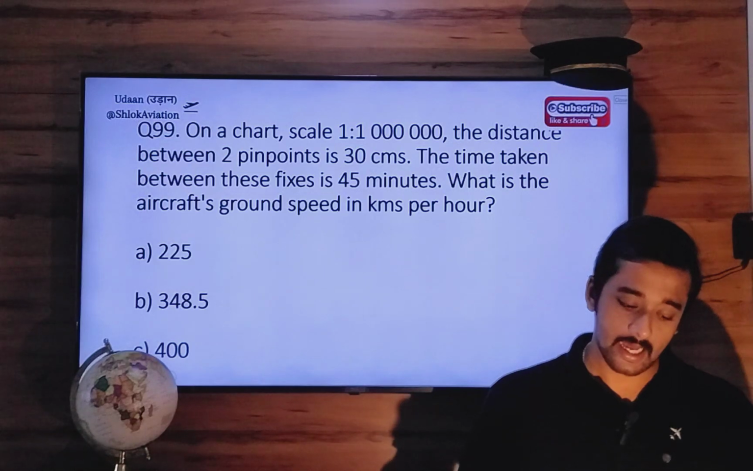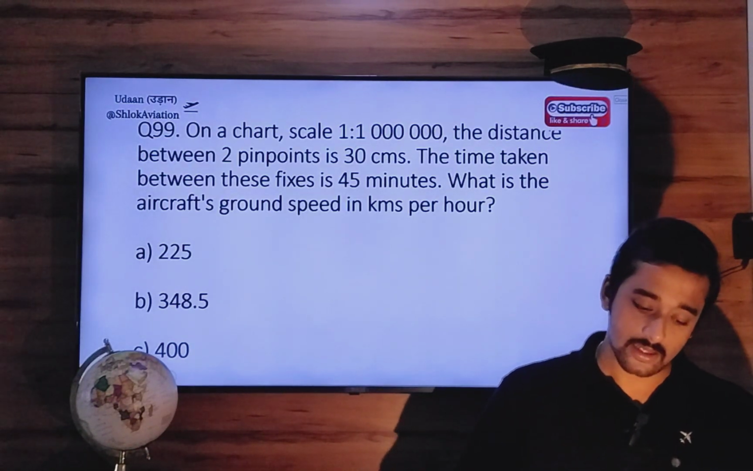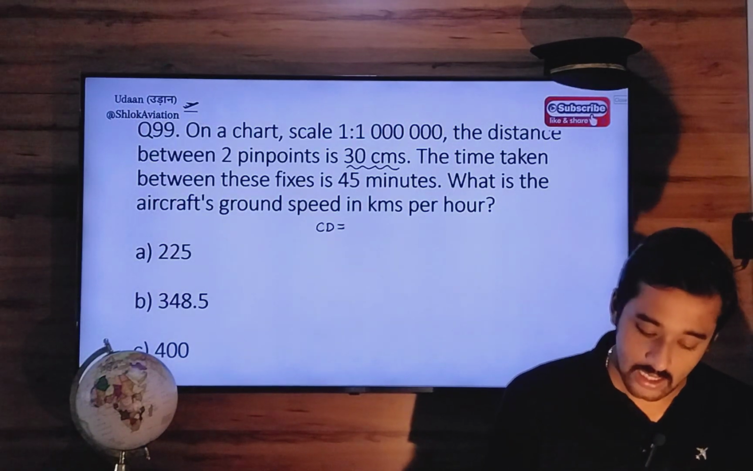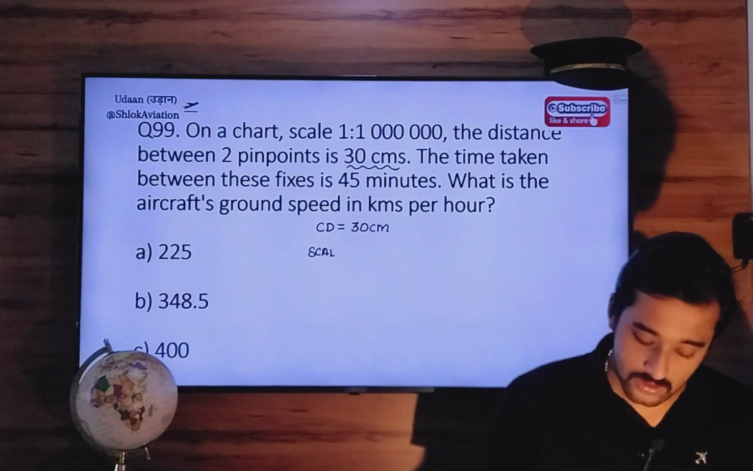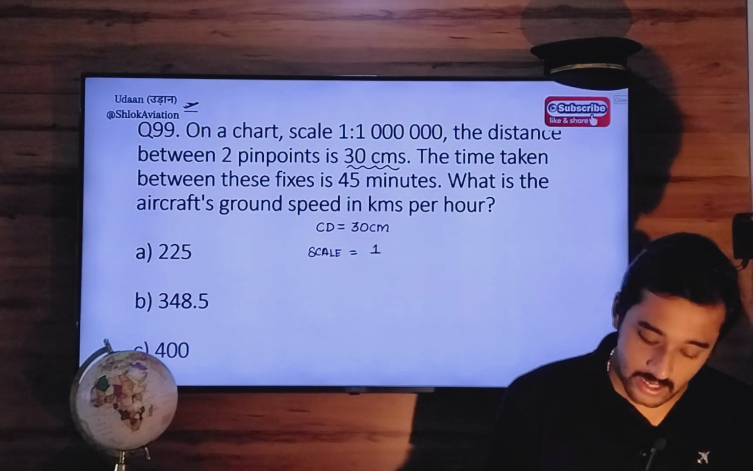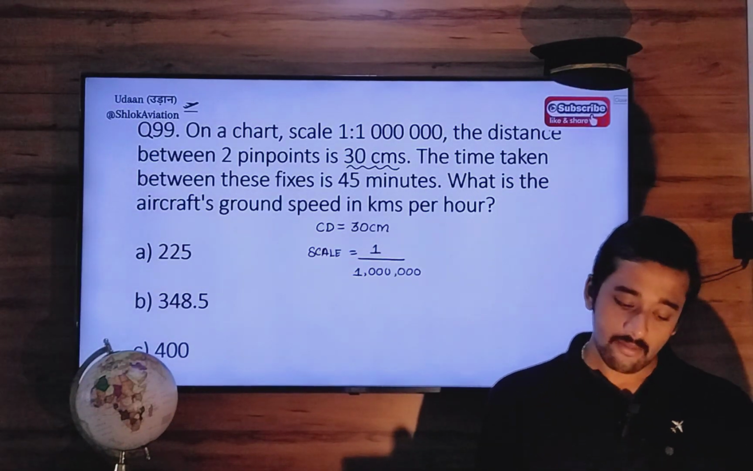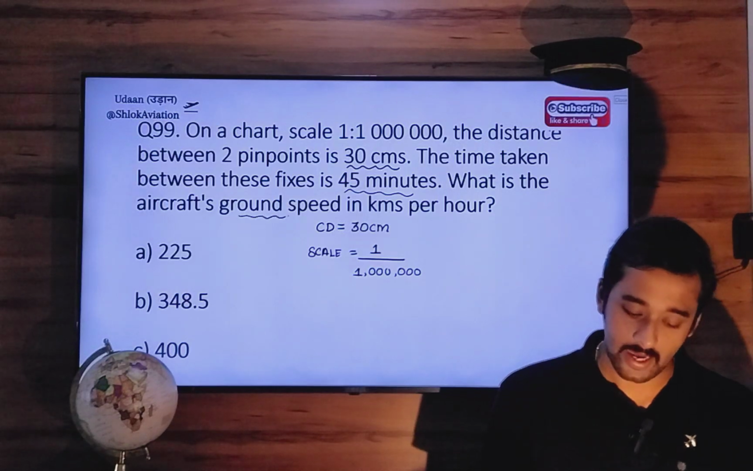Next, question 99. A chart is given to you. The scale is given to you. The distance between 2 points is 30 centimeters. So chart distance is 30 centimeters. The scale of this chart is 1 to 10 lakh. The time taken between these fixes is 45 minutes. What is the ground speed of the aircraft?